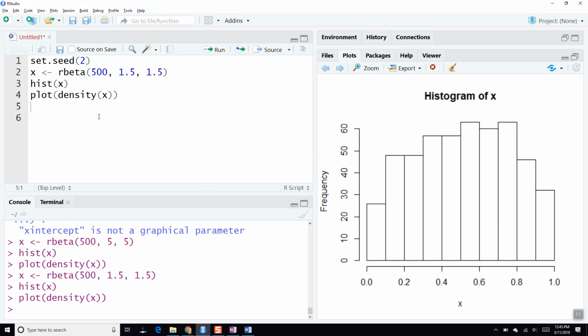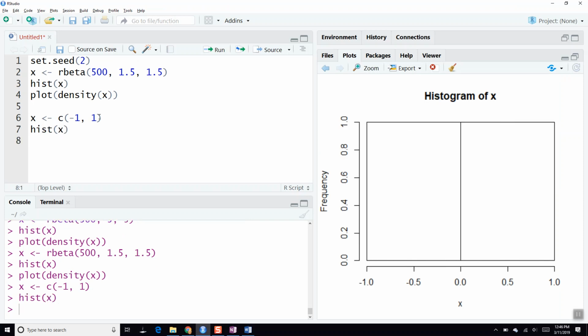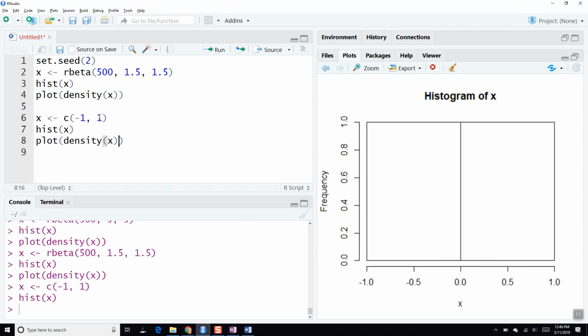All right, so let me just show what this is. x is going to be just two data points, -1 and 1. If I say make a histogram of x, it's not very good. But all right, we'll ask to plot the density of x.